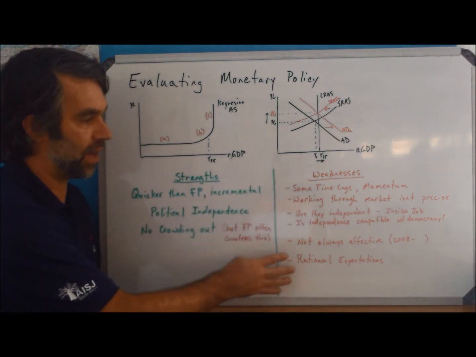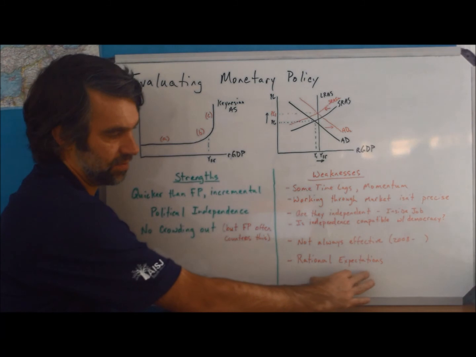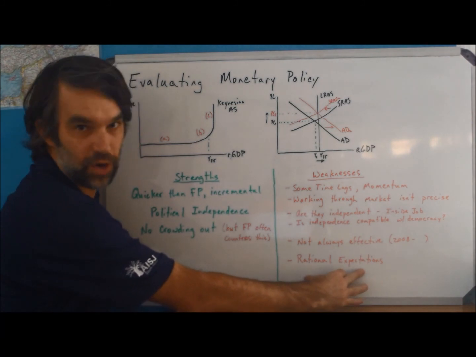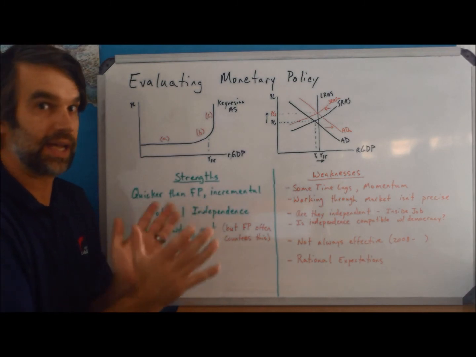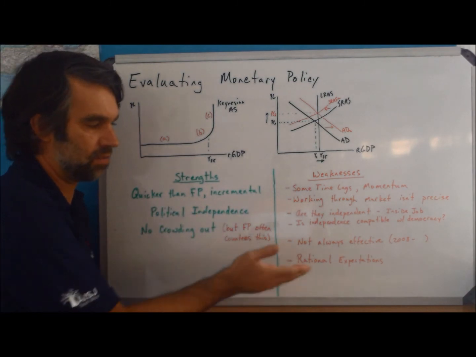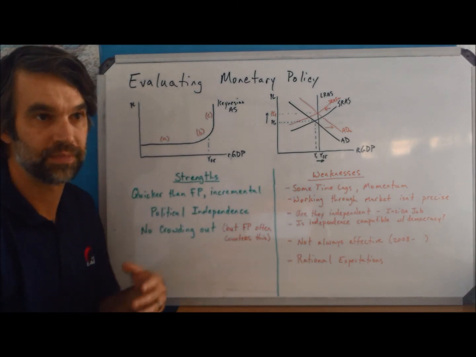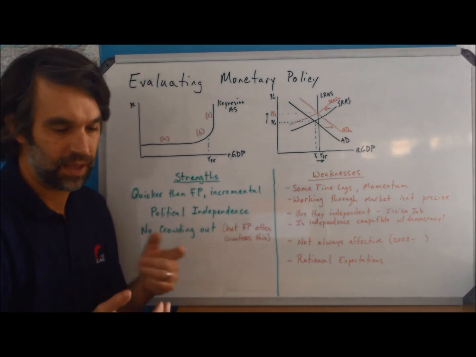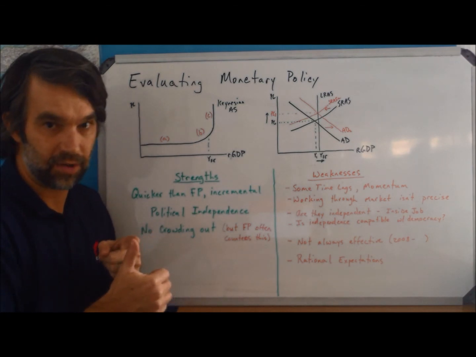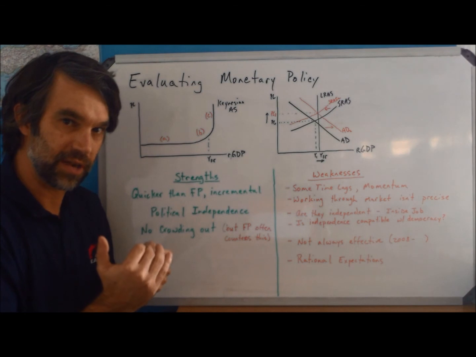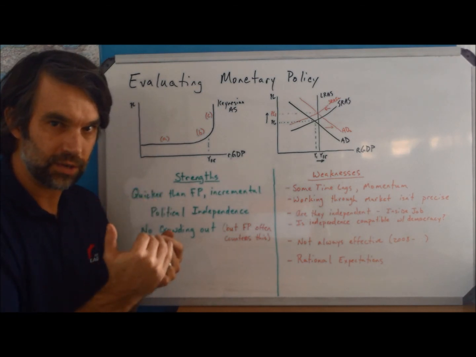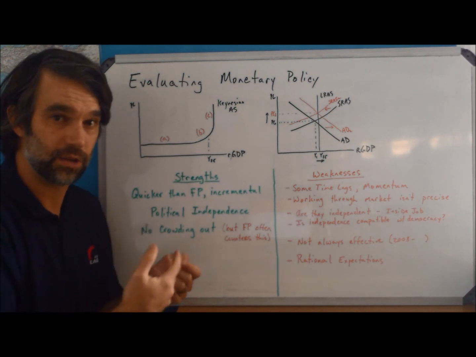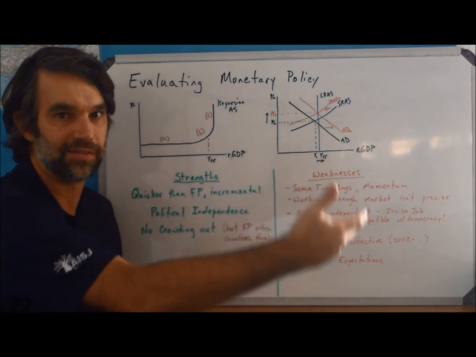Another problem with monetary policy is encapsulated somewhat by this idea of rational expectations. This is a theory that shows up in lots of different places in economics, and this is probably the only time we mention it. Here's the idea. If the Fed, or the central bank, is going to lower interest rates because the economy is doing poorly, they're going to lower interest rates to try to get consumers and businesses to go out and invest.